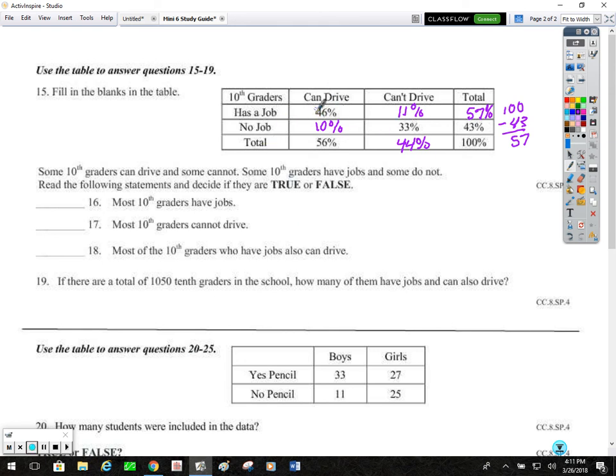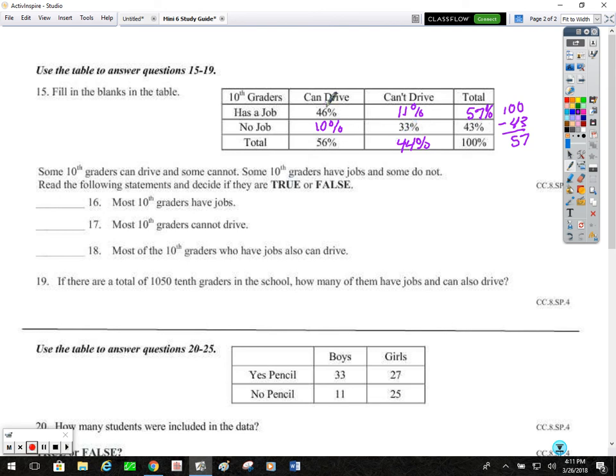This 46% means of the total students surveyed, which I don't know yet what that number is, 46% of them can drive and have a job. 11% of the students cannot drive, but they have a job. 10% can drive, but do not have a job. So you see how those are just reverse of each other. And in this category right here, it's neither. They cannot drive, nor do they have a job.